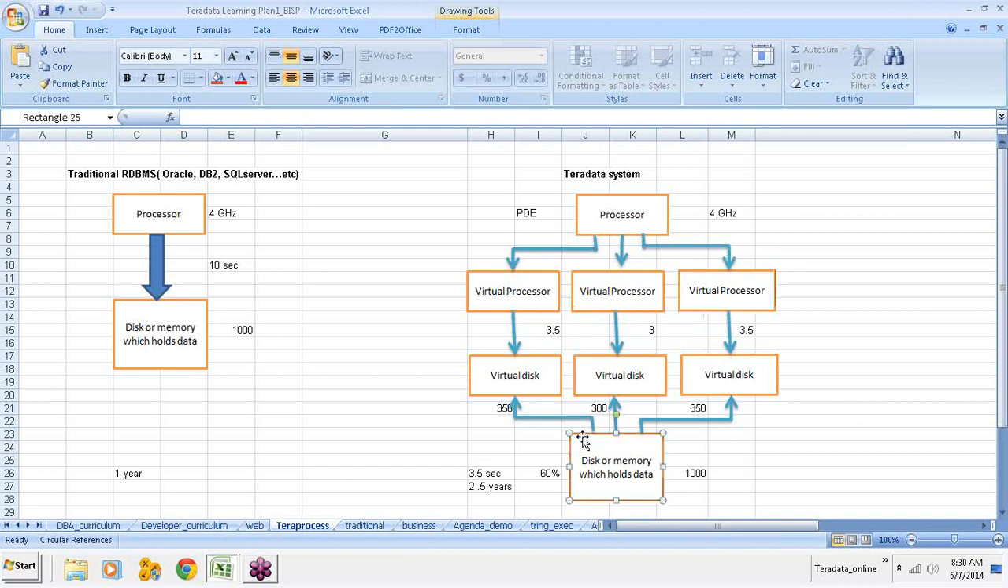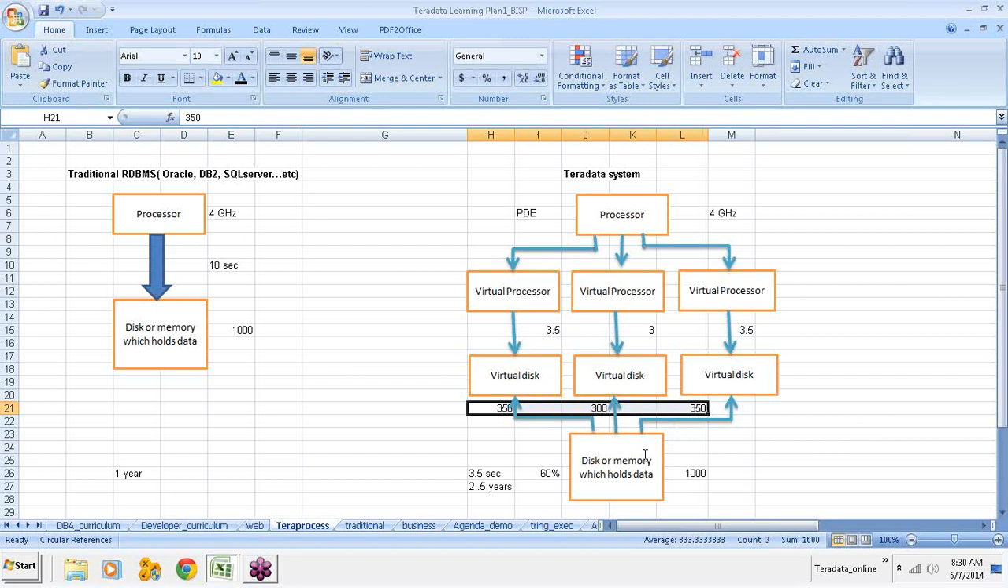In a similar way, the hard disk would also start behaving as multiple disks, also called virtual disks. They are not actual hardware components, but software simulations of the hardware components. So when 1,000 records are inserted in the system, they would be distributed across all the available virtual disks like this: 350 records, 300 records, 350 records.